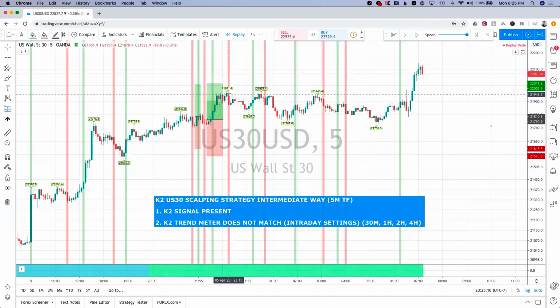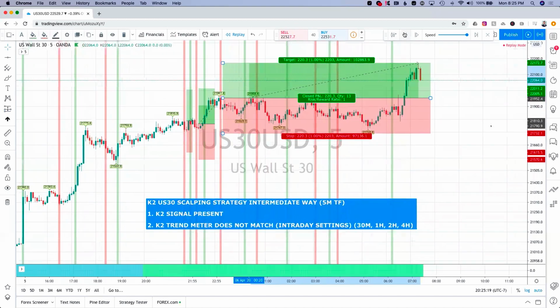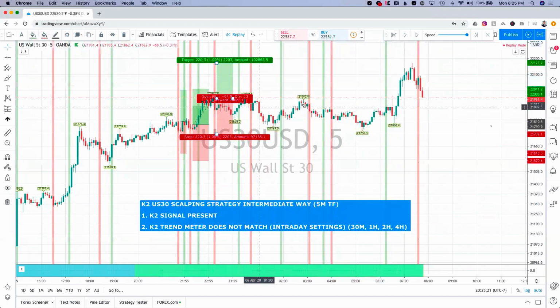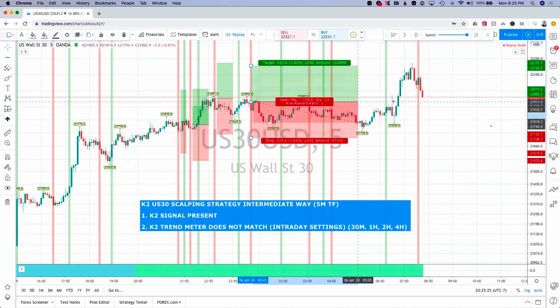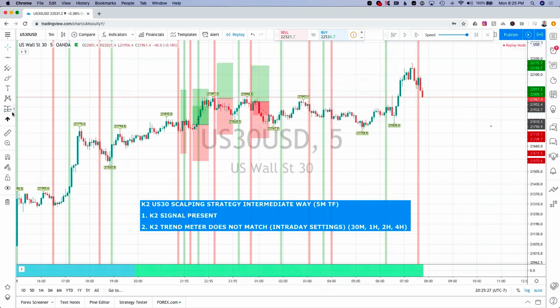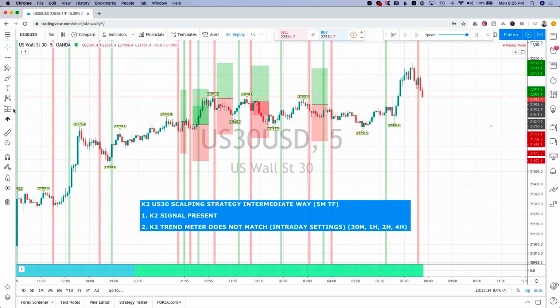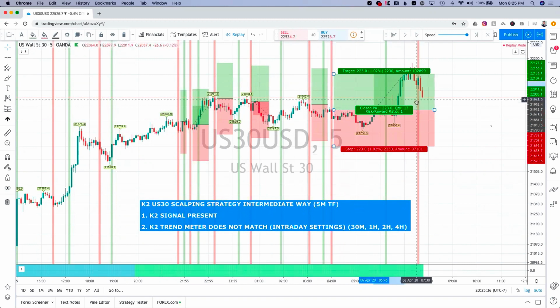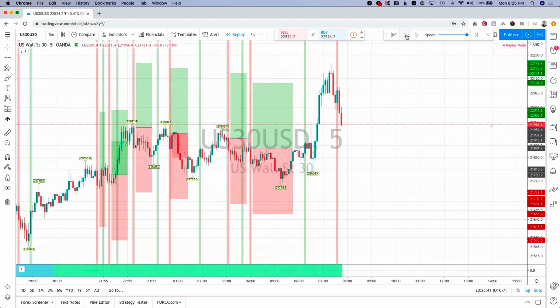Same with this point right here. Right here, it's a red signal. Trend meter is green. You could enter that right there. It would have hit TP eventually right there. Same right here, same thing. TP again. I mean, it's easy, guys. All you have to do is match colors. Same thing. Profit target. Profit target. And you can literally just do this all day.